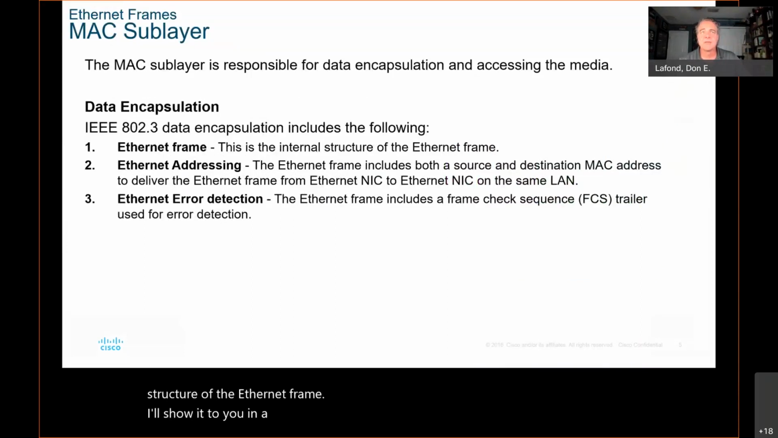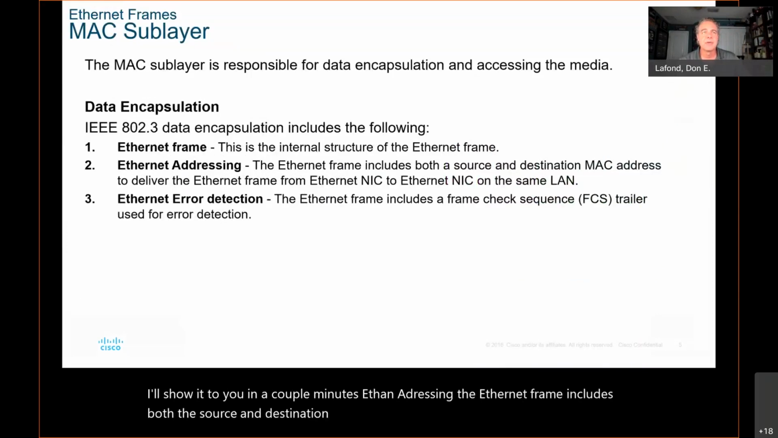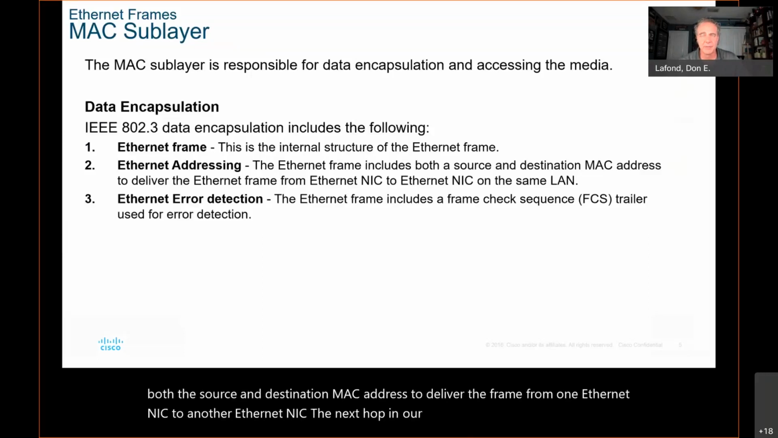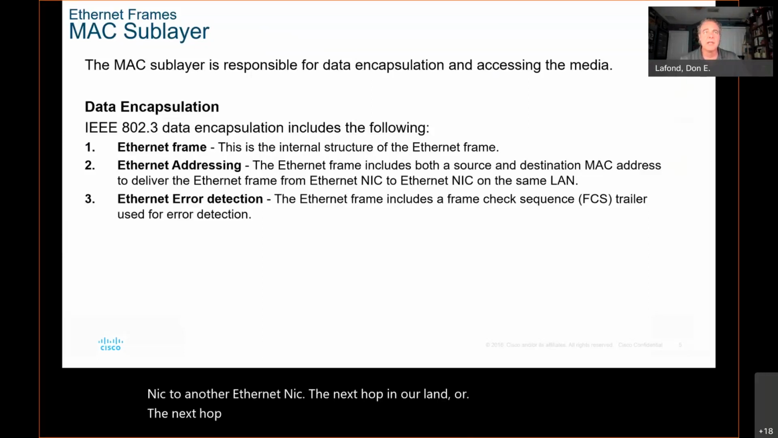Ethernet addressing. The Ethernet frame includes both a source and destination MAC address to deliver the frame from one Ethernet NIC to another Ethernet NIC, the next hop in our LAN, or the next hop to our destination. Ethernet error detection also exists. A frame check sequence, FCS trailer, is used for error detection.